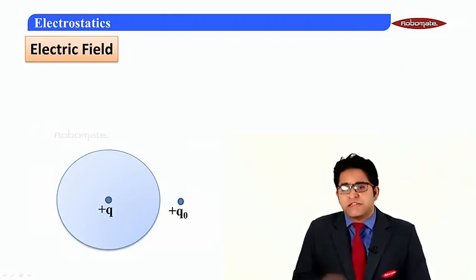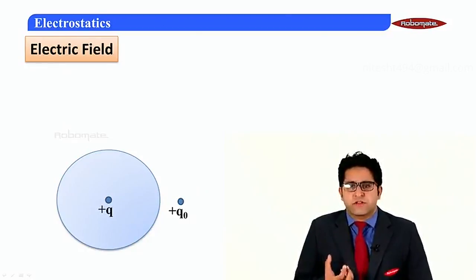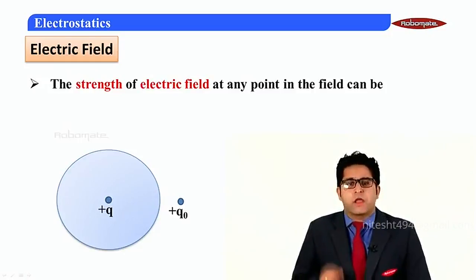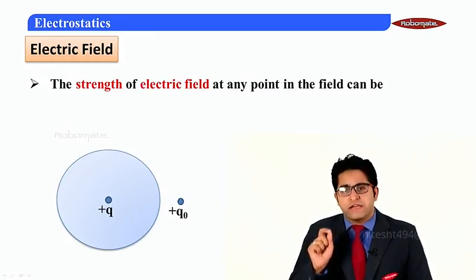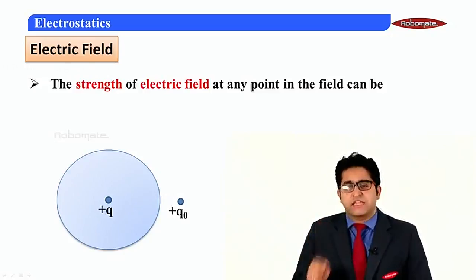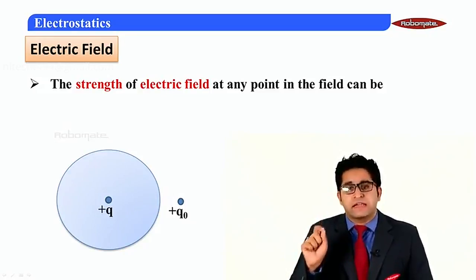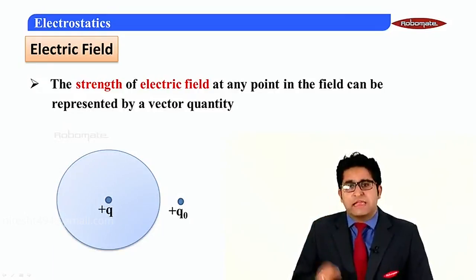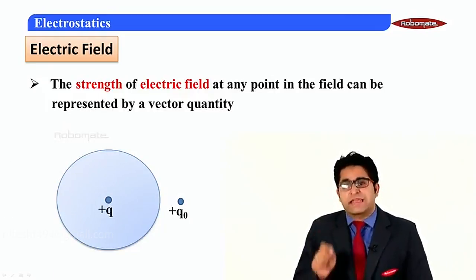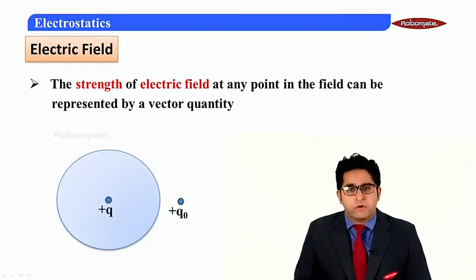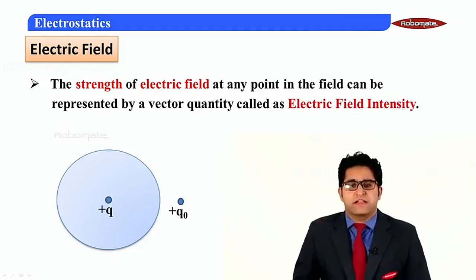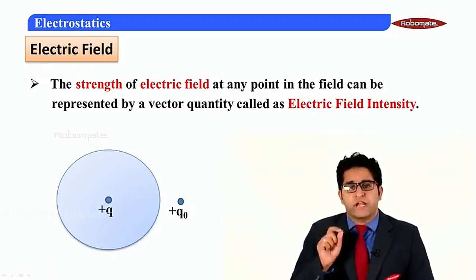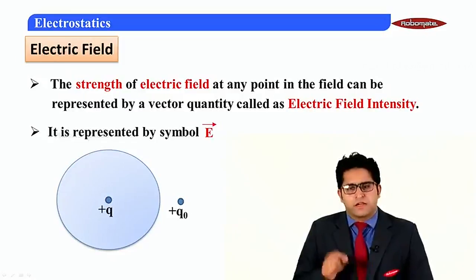Now students, if I want to define strength of electric field, the strength of electric field is determined by a vector quantity called as electric field intensity. And this strength is always determined at any point in the field. So I can say strength of electric field at any point in the field can be represented by a vector quantity called as electric field intensity. And this electric field intensity is represented by symbol vector E. Now let us move further.